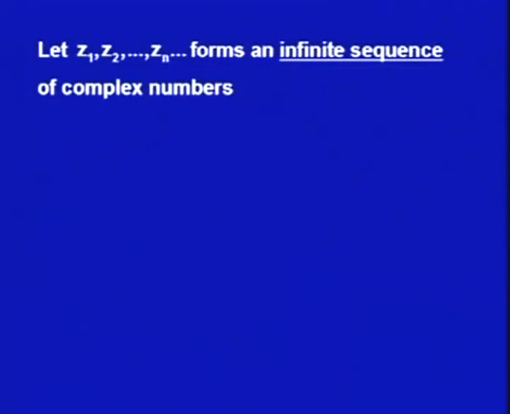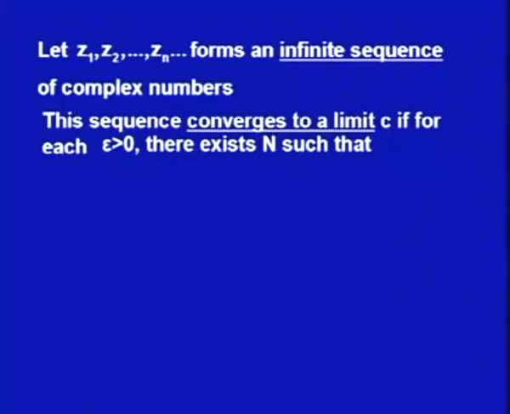So to start with, let us say z1, z2, zn forms an infinite sequence of complex numbers. Then this sequence converges to a limit c if for each positive epsilon there exists N such that the modulus of zn minus c is less than epsilon for each n greater than N.